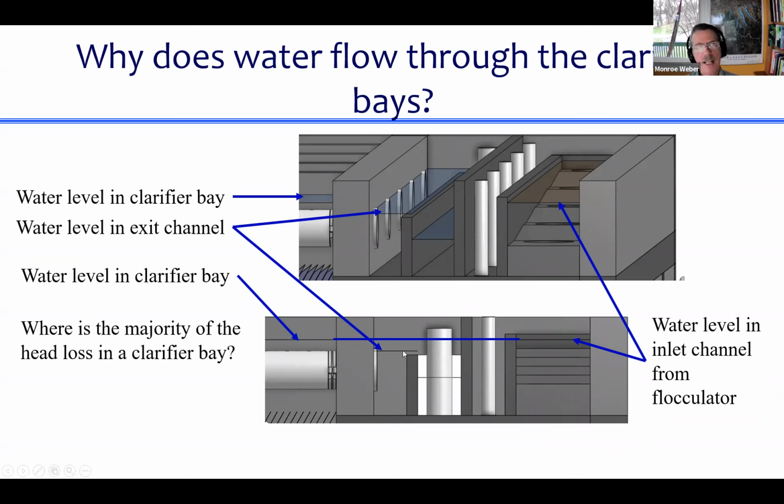But then look, there's this big difference in water level between the clarifier bay and the outlet channel. So can anybody figure out where all that head loss is happening? There's a big elevation difference between the water in the clarifier bay and where it comes out of the outlet manifold into the outlet channel. Where did all that energy get lost? Any ideas?